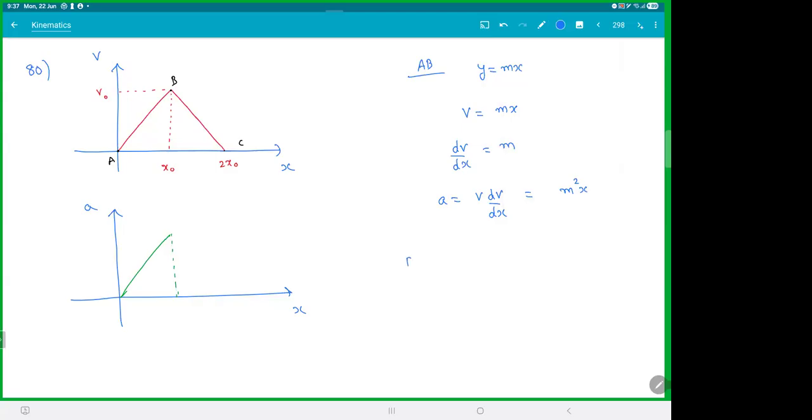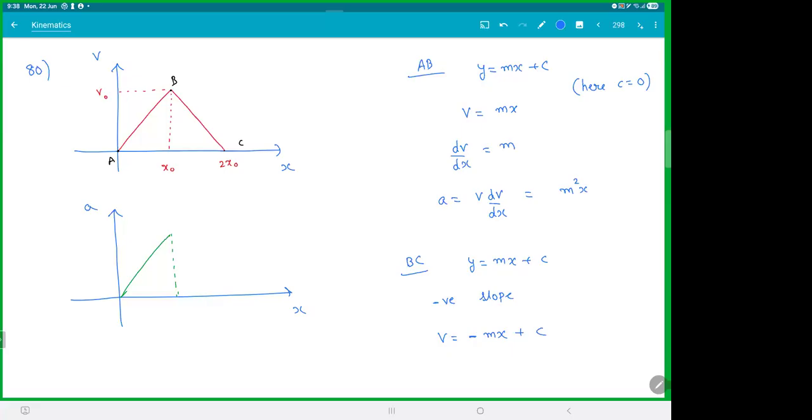Now for the BC part, you can clearly see it is a negative slope. Y is equal to mx plus c. So here c is 0, you're passing through origin. And here from B to C, it is a negative slope. So the equation should look like V is equal to minus mx. What about the intercept? That intercept will be positive. Clear with this?